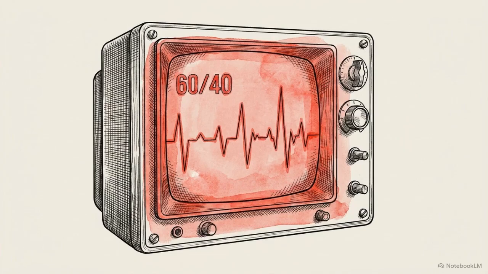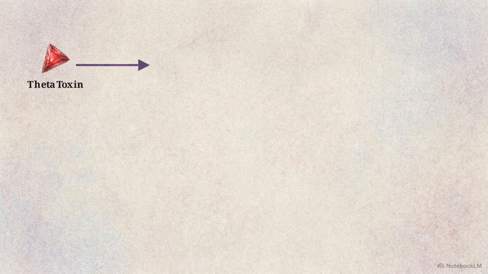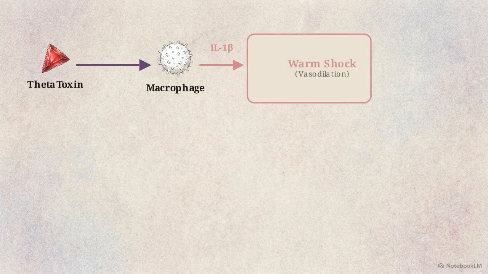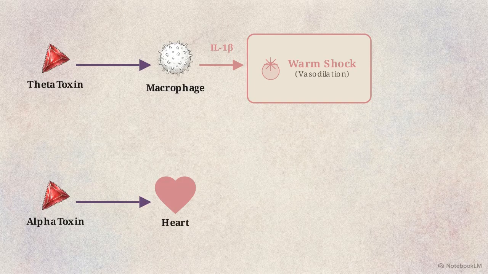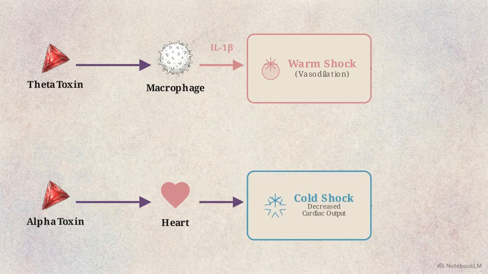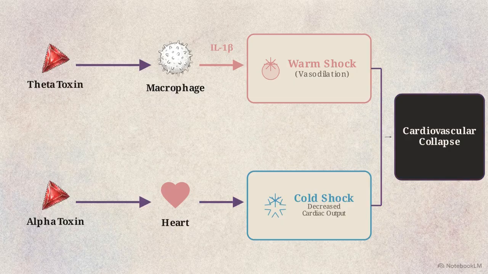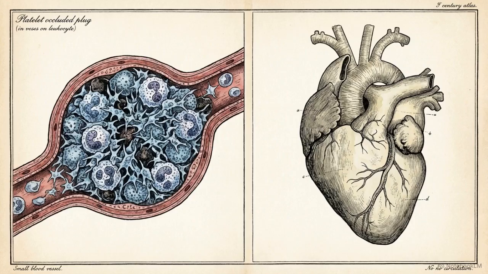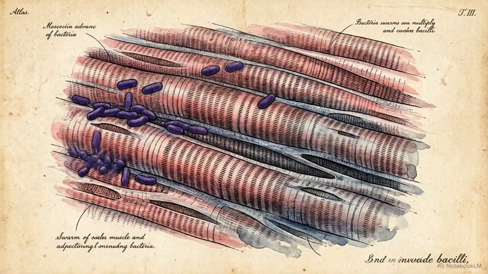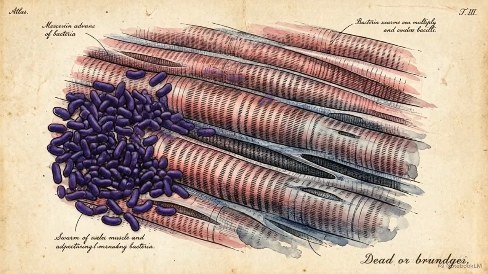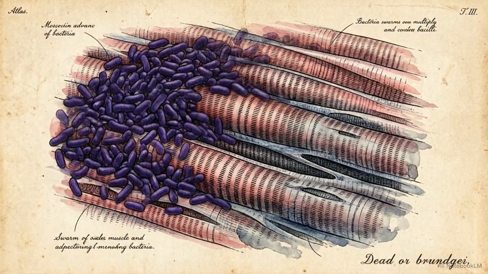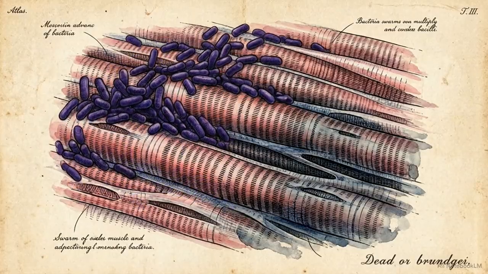The local damage quickly escalates to systemic cardiovascular collapse. C. perfringens also releases theta toxin, a cholesterol-dependent cytolysin that hyperactivates macrophages to release IL-1 beta, plunging the patient into vasodilatory warm shock. Simultaneously, the alpha toxin directly suppresses myocardial contractility, layering on cardiogenic cold shock. By proactively blockading the vascular supply routes and crashing the host's cardiac output, the bacteria ensure the speed of tissue destruction severely outpaces the immune system's capacity to respond.